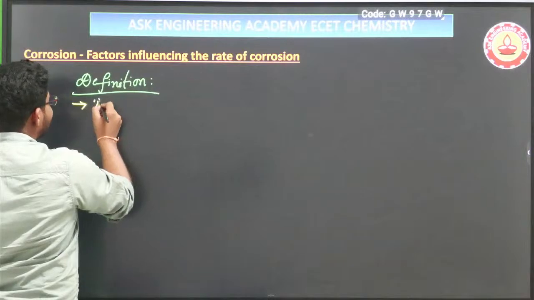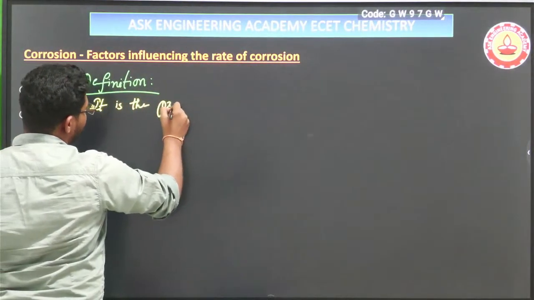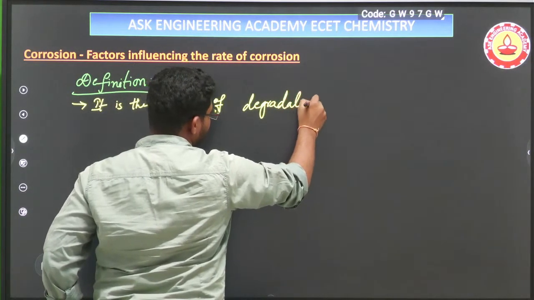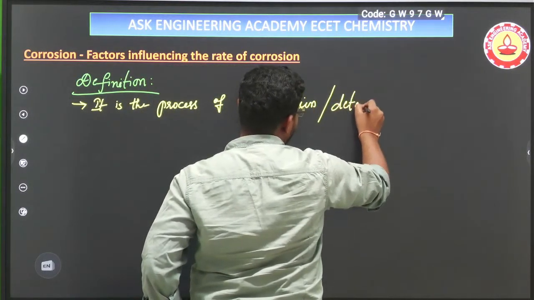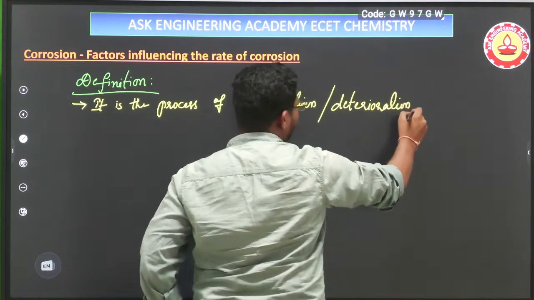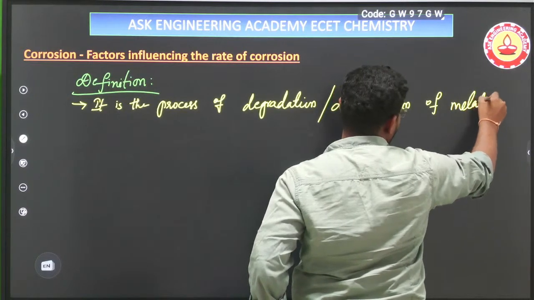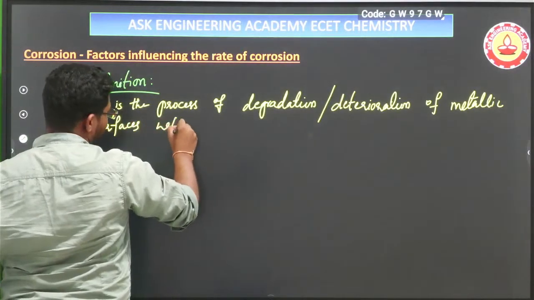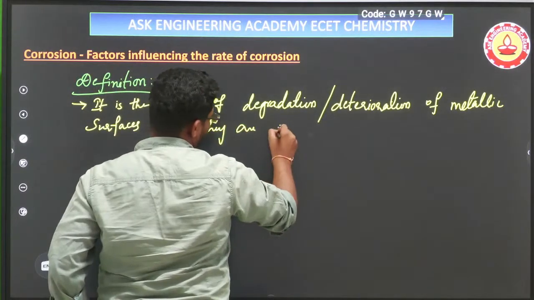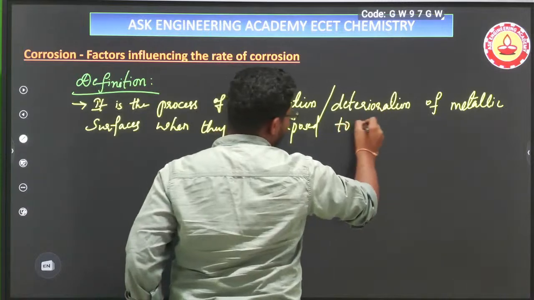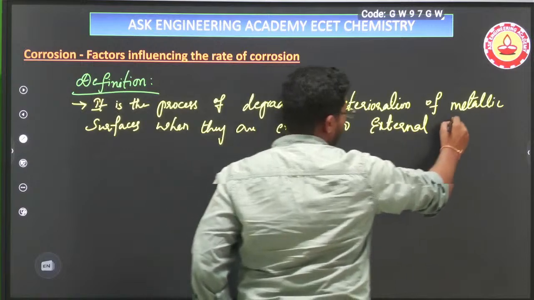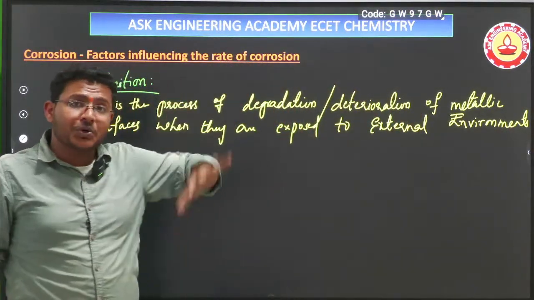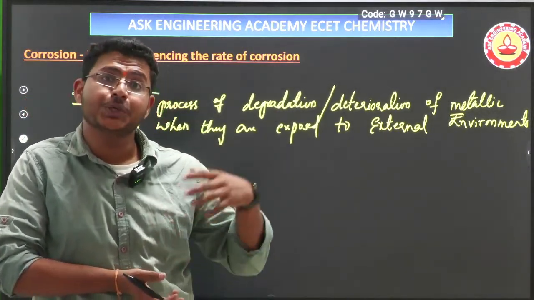Corrosion is nothing but a process of degradation or deterioration of metallic surfaces when they are exposed to external environments. So now, what is meant by corrosion? Corrosion is nothing but the process of degradation or deterioration of metallic surfaces.